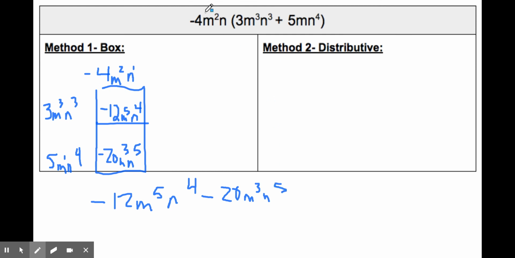Okay, let's do the distributive method as well. So here, you'll get negative 12 m squared times m to the 3rd, so it'd be m to the 5th, n to the 1st times n to the 3rd is n to the 4th. Now let's go ahead and multiply here. Negative 20 m squared times m to the 1st, 2 plus 1 is 3. Then 1 plus 4 is 5. So that should match exactly what we got here. It does.